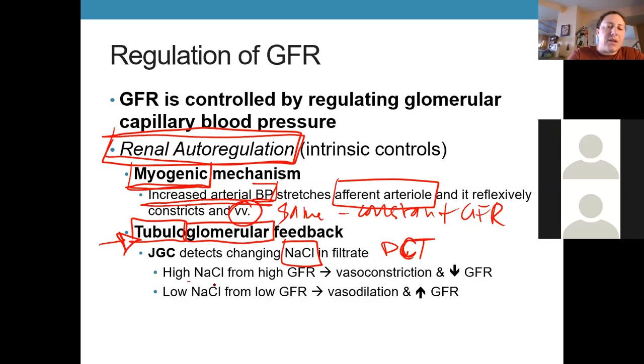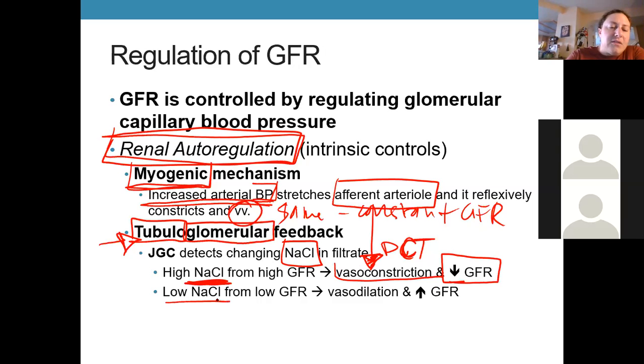If the sodium gets higher, that usually means that the GFR is too high. So we would potentially be losing too much sodium and therefore too much water in our urine. And so this is going to trigger vasoconstriction of this afferent arteriole, and that'll decrease the GFR so that we're not losing too much salt and water. And then the opposite happens too.